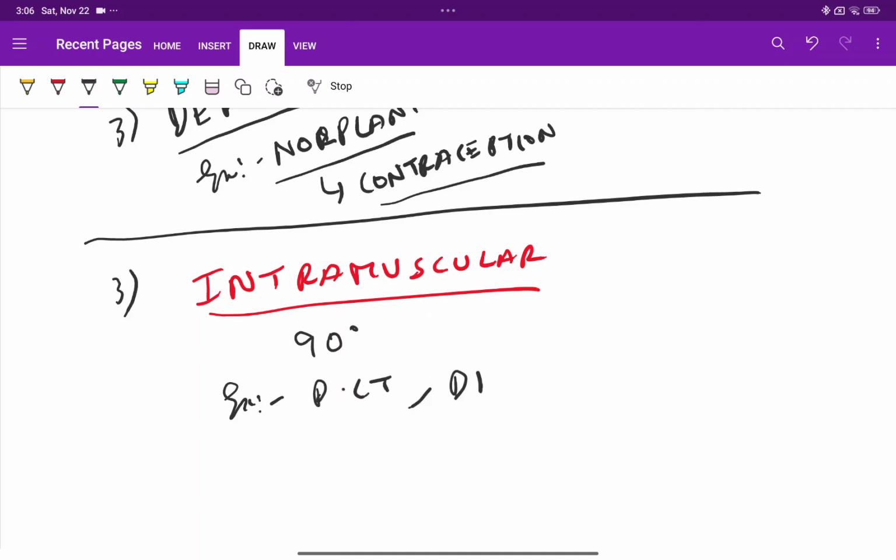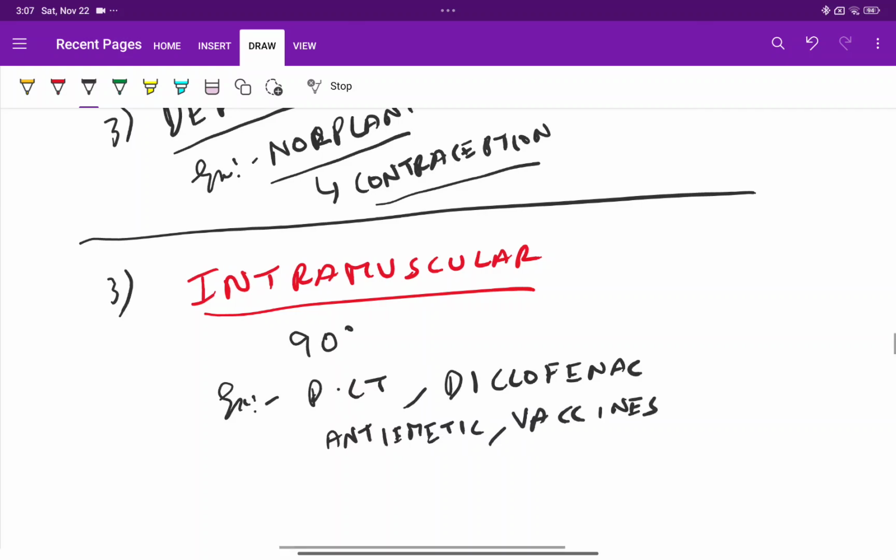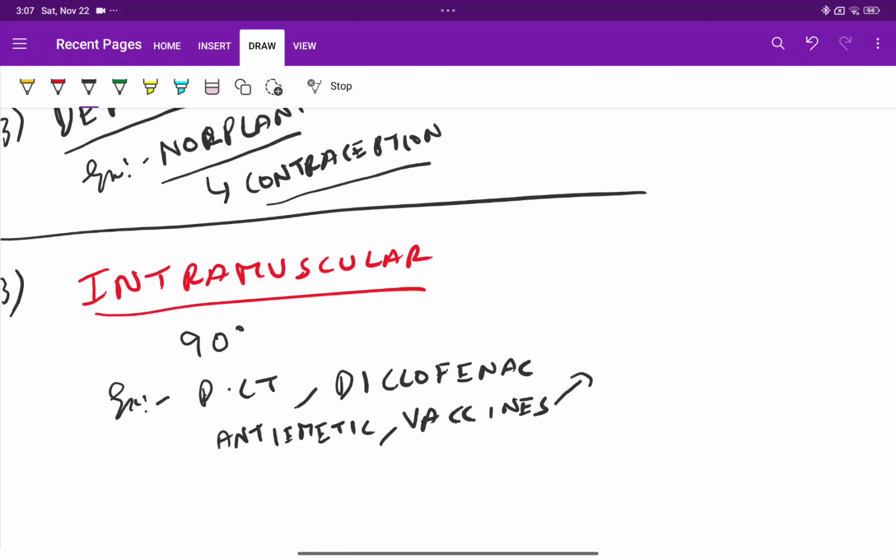What are the common examples of intramuscular injection? Paracetamol injection, diclofenac injection, and some anti-emetic drugs like ondansetron can be given through intramuscular injection. Certain vaccines are given intramuscularly. For example, DPT vaccine is given to children by intramuscular injection. Then rabies vaccine and hepatitis B can also be given intramuscularly.